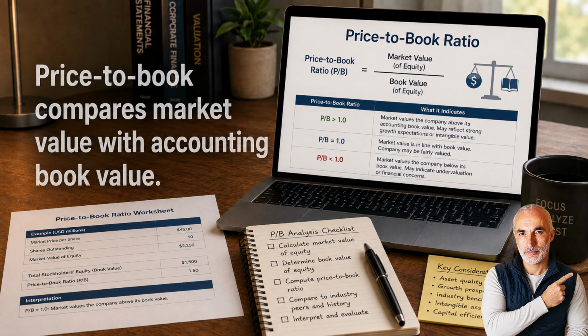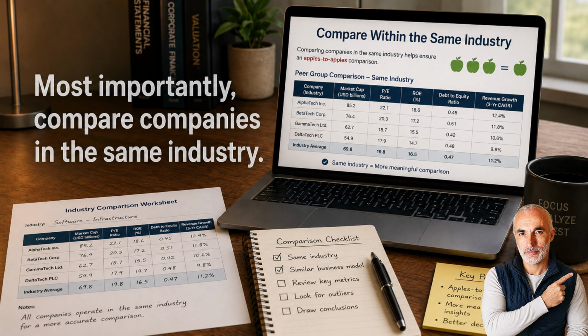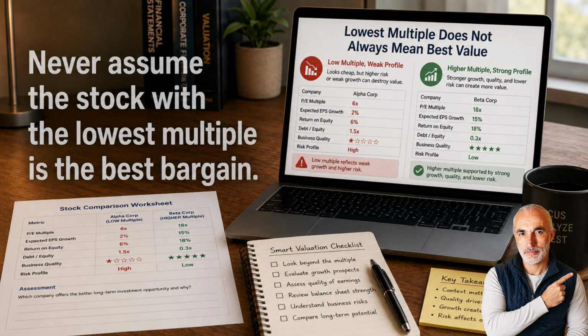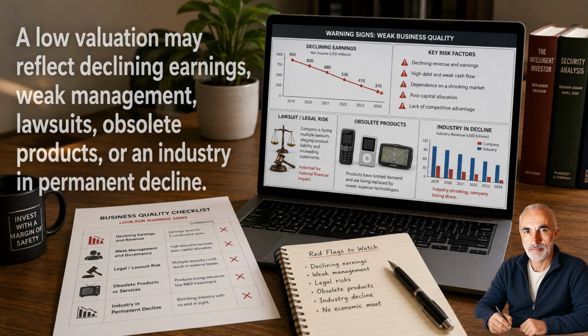Most importantly, compare companies in the same industry. Never assume the stock with the lowest multiple is the best bargain. A low valuation may reflect declining earnings, weak management, lawsuits, obsolete products, or an industry in permanent decline. That is a value trap. The stock looks cheap because the business is getting worse.